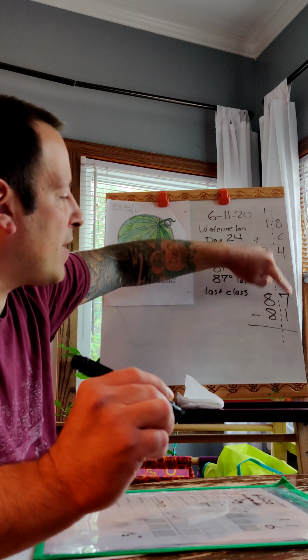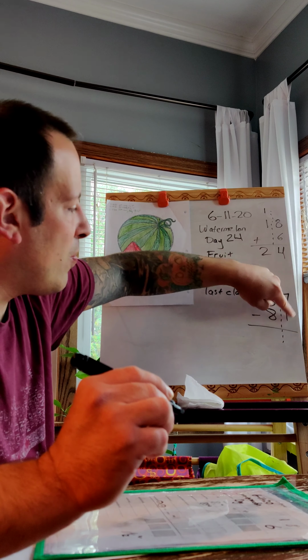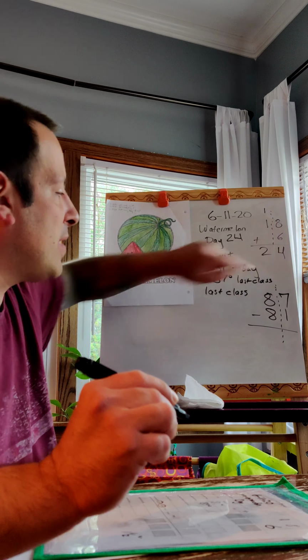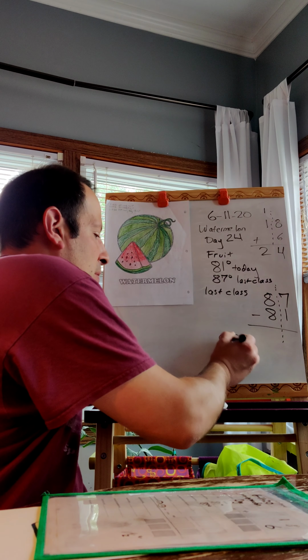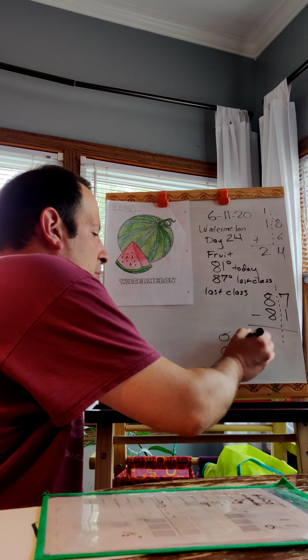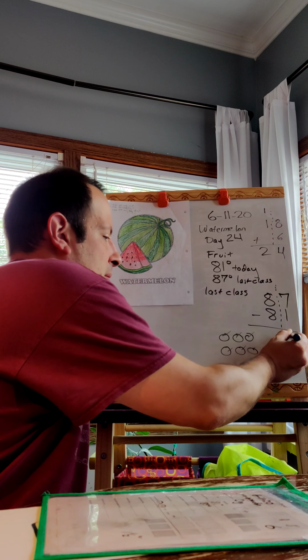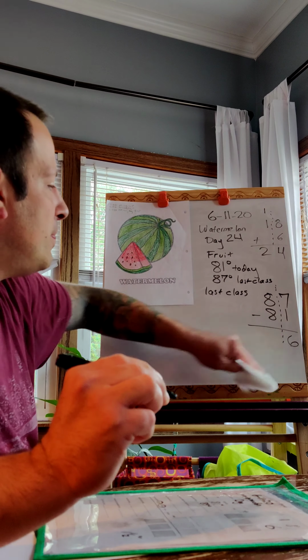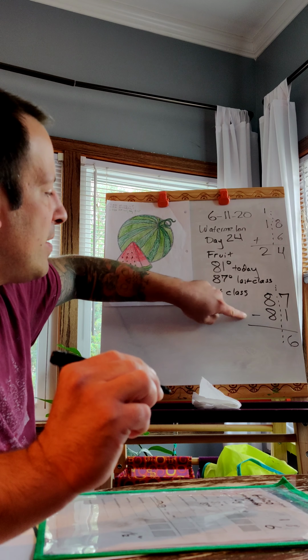So, first column, I have 7, take away 1. I have 7 watermelon. I'm gonna take away or eat one of them. 1, 2, 3, 4, 5, 6, 7. I'm going to take away or eat one of them. How many are left? Let's count. 1, 2, 3, 4, 5, 6. That column is done.